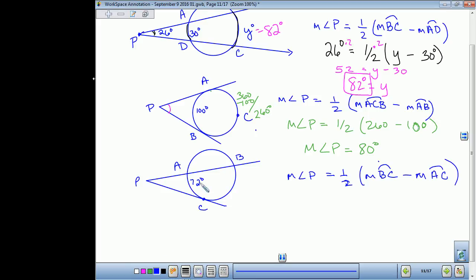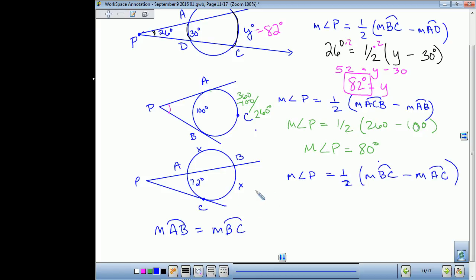Now, there's currently not enough information on this last one, but if I add this little statement, the measure of arc AB is equal to the measure of arc BC, now we have enough. So how do we do it? Okay, Brock? 72 plus 2x equals 360. Very good. Whatever this is, this has to be the same. So he said 72 plus 2x equals 360. That's exactly right. So you do 360 minus 72, divide by 2.